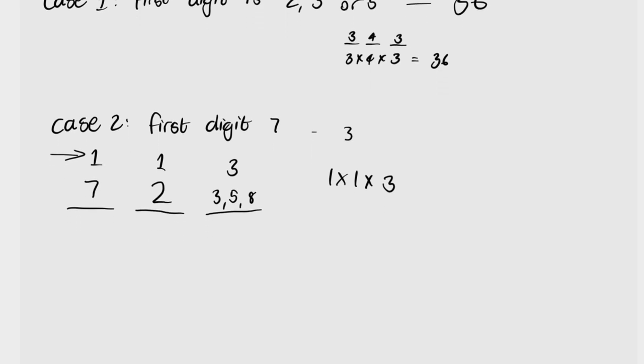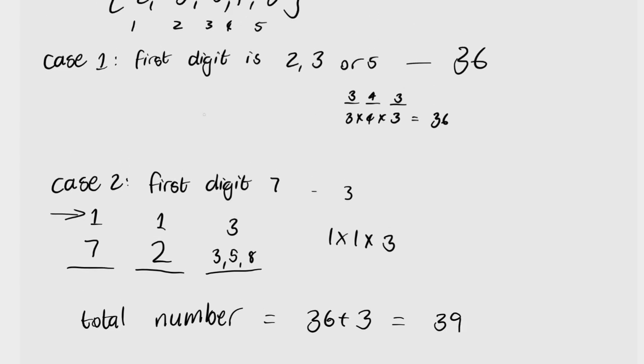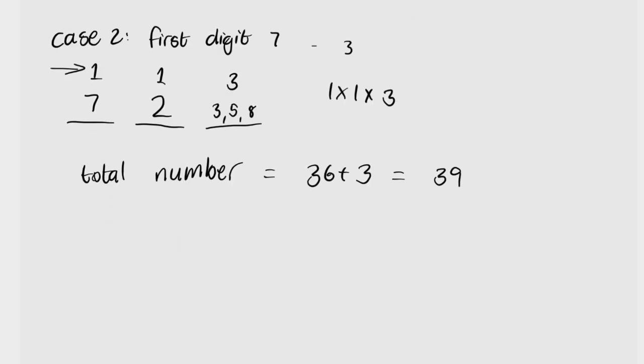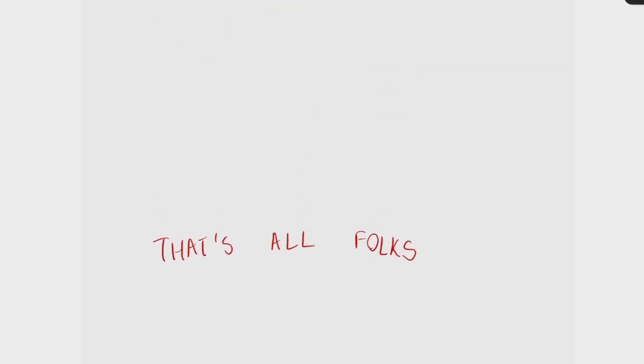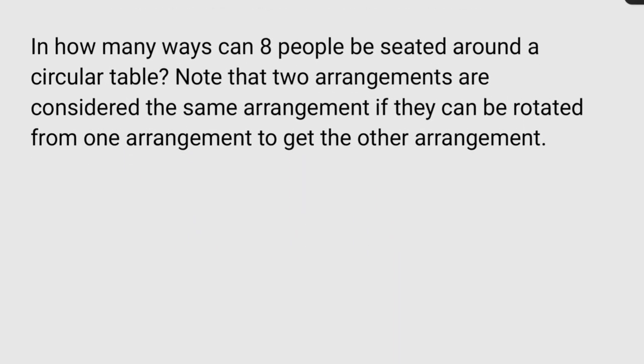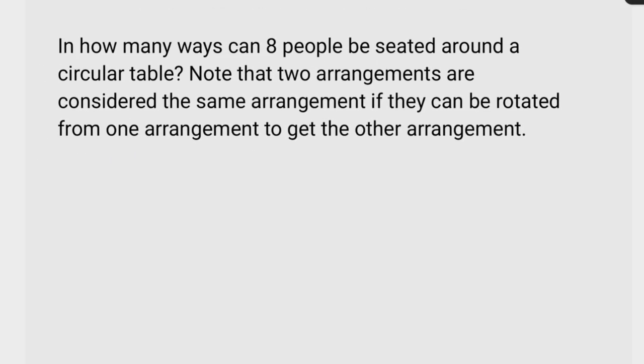And then the total number would be equal to 36 plus 3, which is equal to 39. This is based on case 1. We add the number of numbers from case 1, add the number of numbers from case 3, and then we get 39. And I believe this is the last one. Yeah, that's all, folks. There's another question down there, but I need to first figure it out before I can try to explain it to you guys.